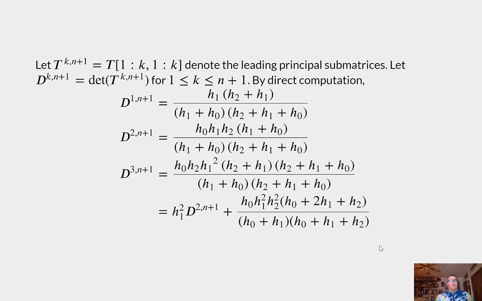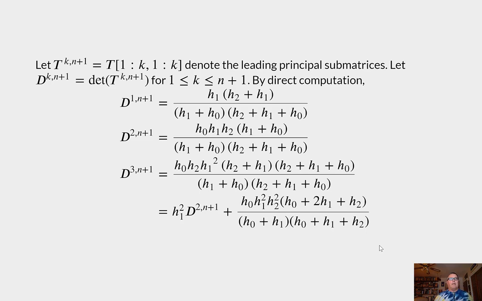If we let Tk n plus 1 denote the leading principal submatrices, so now I'm considering a matrix of size n plus 1 by n plus 1, so that means my nodes are going from t0 up to tn, so there's n plus 1 entries in the matrix and n subintervals in there. That's the phrasing for now.